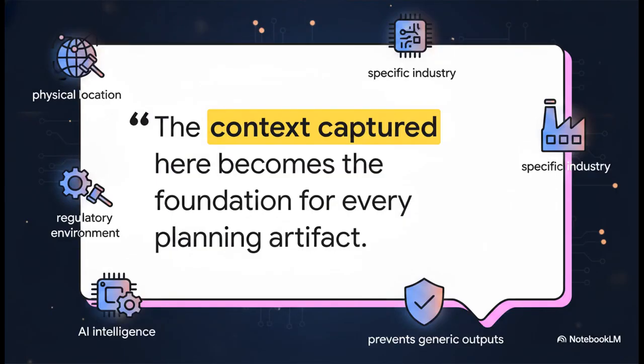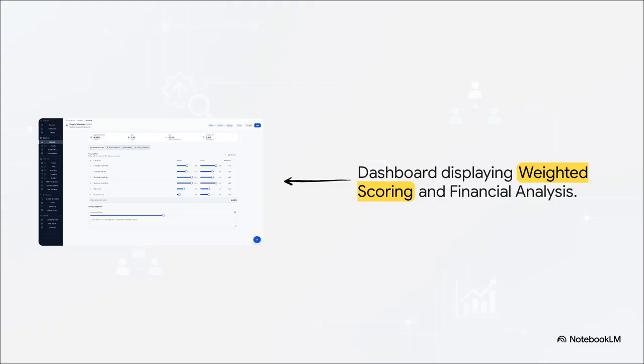Now, there's a really great insight from PMI's PMBOK that says the context captured here becomes the foundation for every planning artifact. And honestly, they hit the nail on the head. This section is important because it captures all that essential real-world context, like your specific industry, your physical location, and the regulatory environment you're dealing with. Getting this right is what prevents those generic cookie-cutter outputs and meticulously calibrates PM Molly's AI intelligence specifically for your project. First, review the project setup dashboard here.